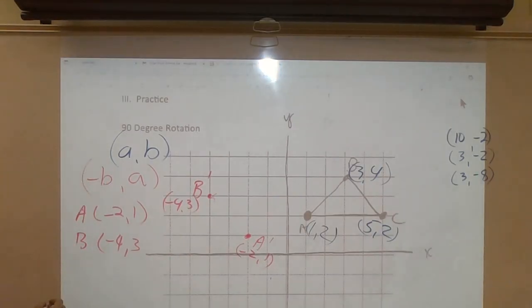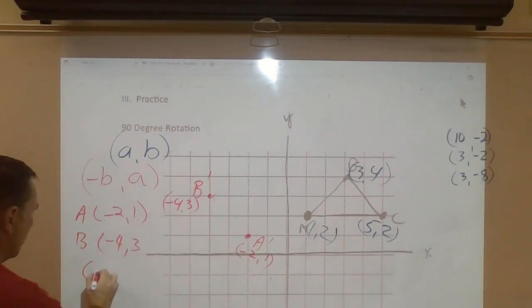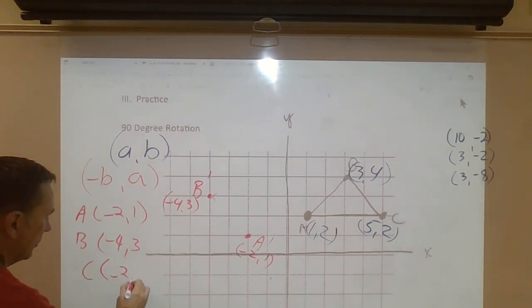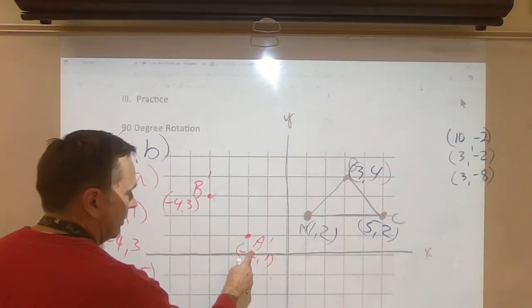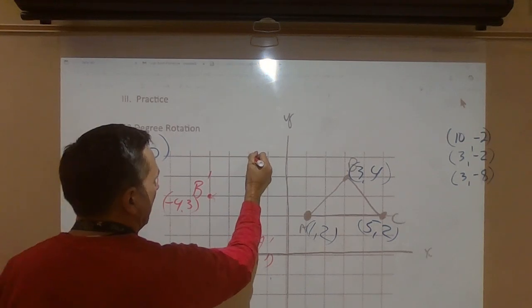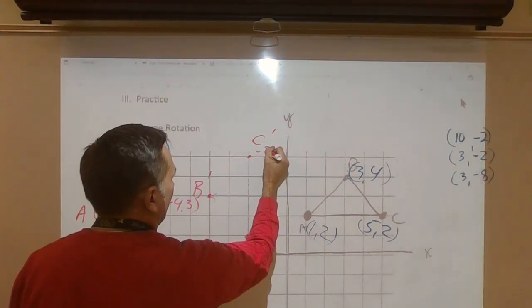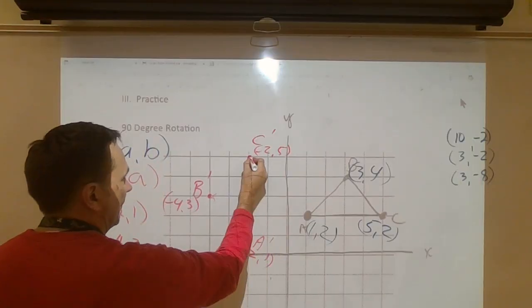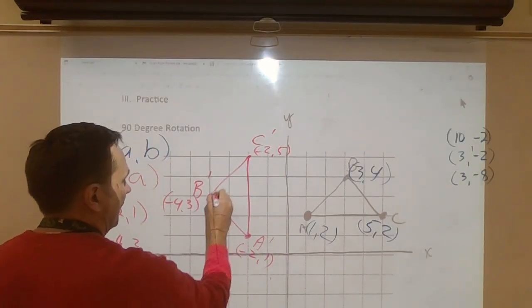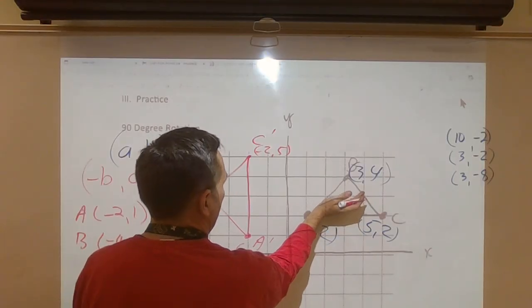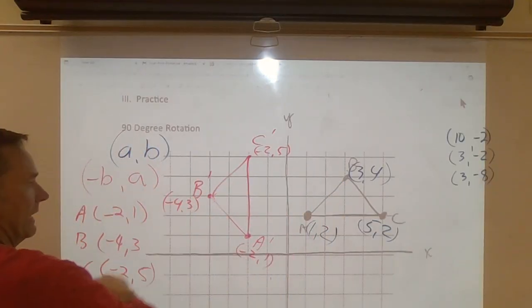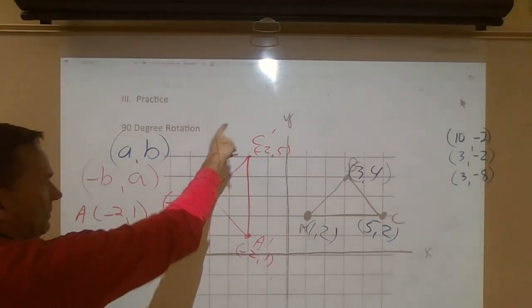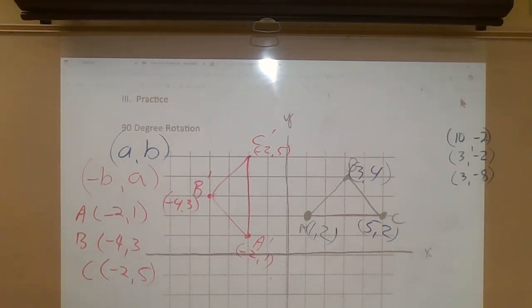And finally, C. 5, 2 will become negative 2, positive 5. And we're up here. So this kind of rotated 90 degrees. B is now pointing to the left, A is now pointing down, C is now pointing up. Next example.